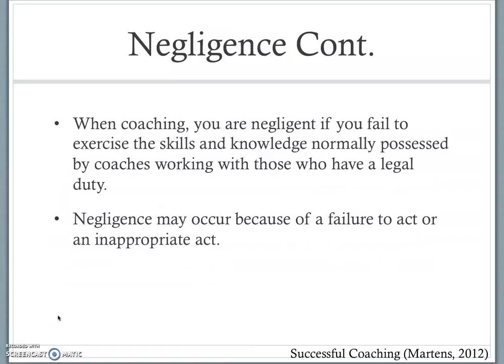When coaching, you are negligent if you fail to exercise the skills and knowledge normally possessed by coaches working with those who have a legal duty. Negligence may occur for one of two reasons. It may occur because of the failure to act, or it may occur due to an inappropriate act.